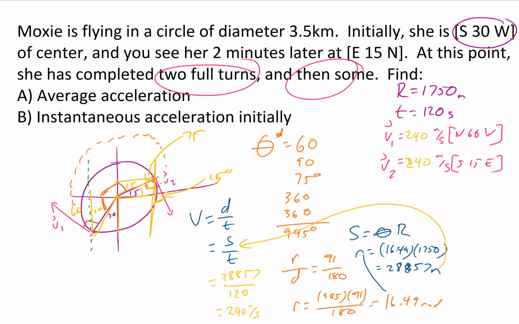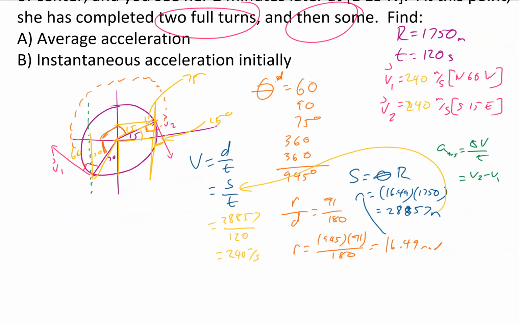The drawing is really hard to see with these vectors. And what we're going to do is rearrange it. Why are we rearranging it? Because we know average acceleration is equal to delta v over t, which is going to be v2 minus v1. Now, anytime we have vectors and we're going to do subtraction, we need to put them tail to tail. So let's go ahead and do that right now.